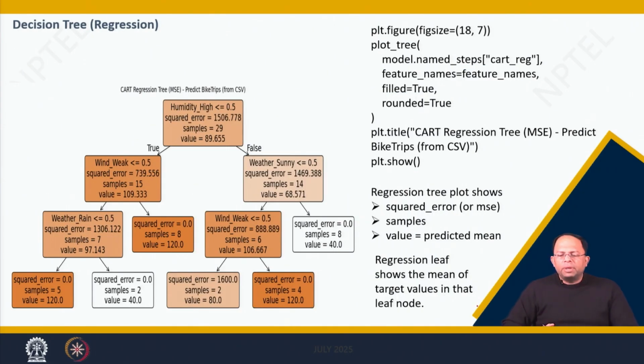So here also I can build the plot, the same way as we did earlier. We are printing the CART regression tree, and this is how it looks. Here also the decision is there, but instead we are getting values at the end. That means a regression leaf shows the mean target value in that particular leaf node. So the regression tree plot shows the squared error, the number of samples, and the value, which is the predicted mean, in each of these cases.